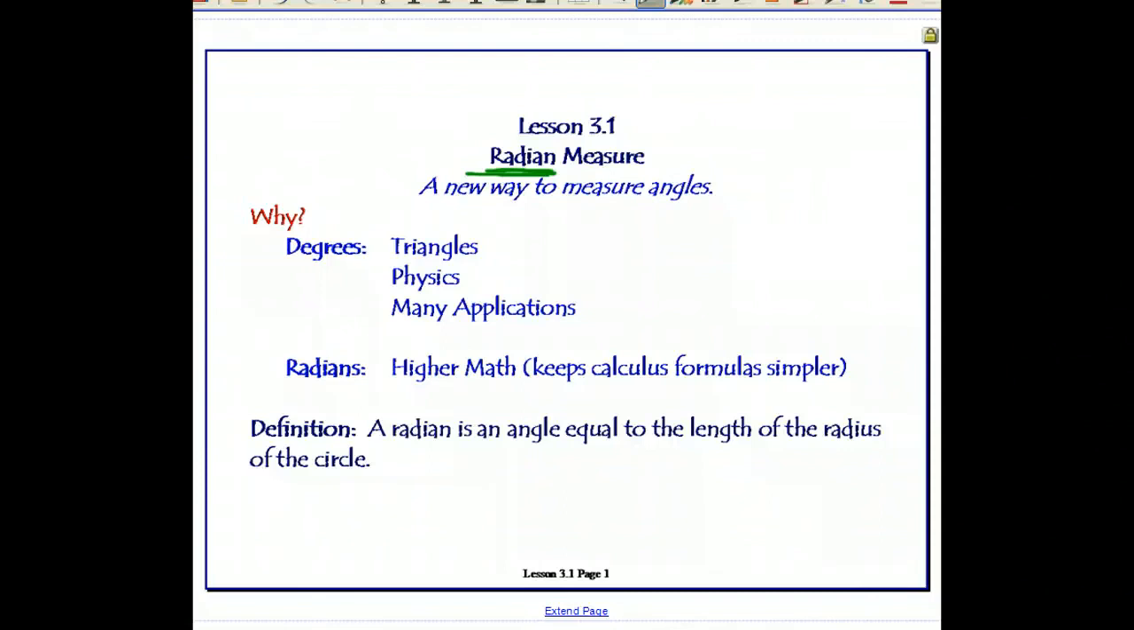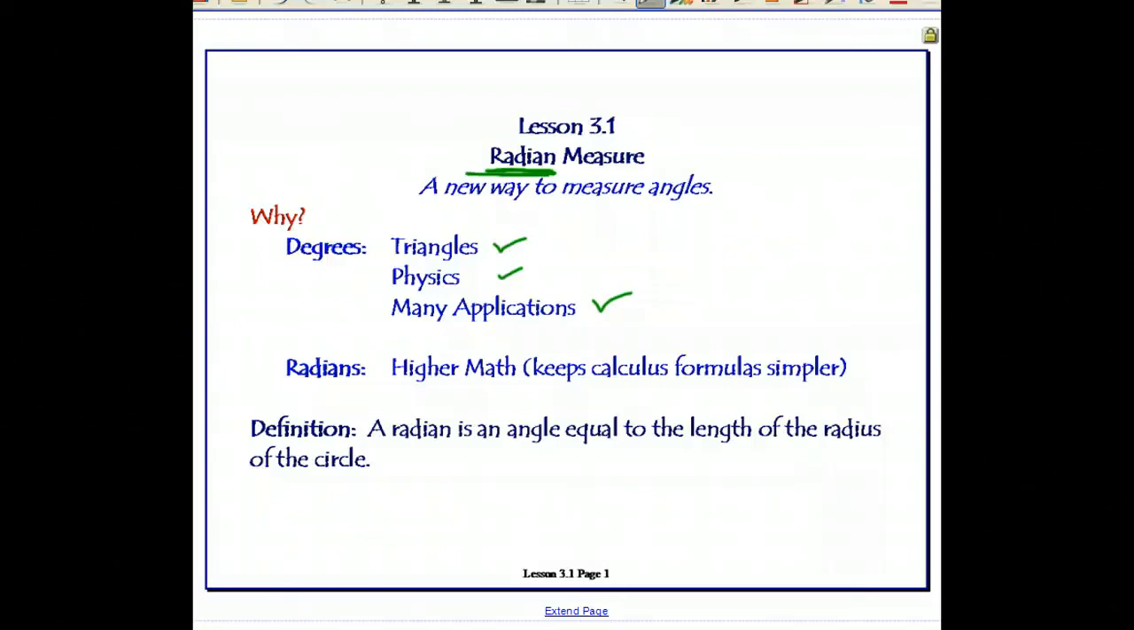Why would you want to learn a different way to measure angles? Well, degrees are very useful for doing triangles. Anytime you're solving a triangle, you're going to use degrees, and you'll switch your calculator to degree mode. Most of the physics applications also involve degrees. Other applications, such as latitude and longitude, are measured in degrees. So there are lots of good reasons to use degrees.